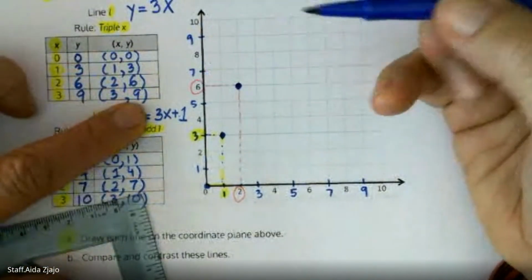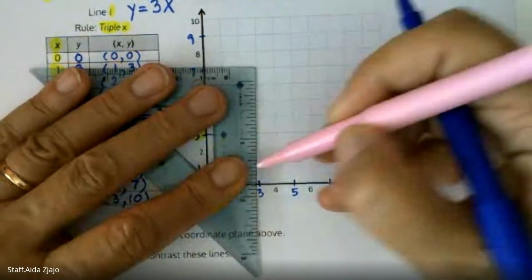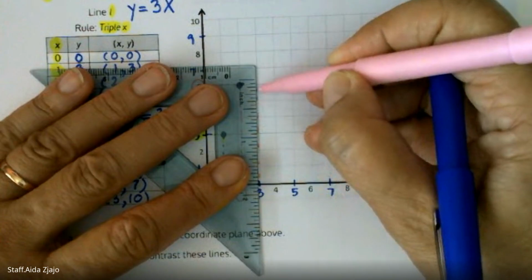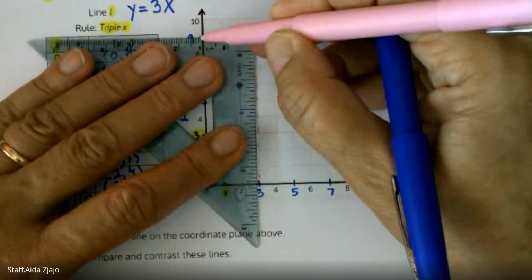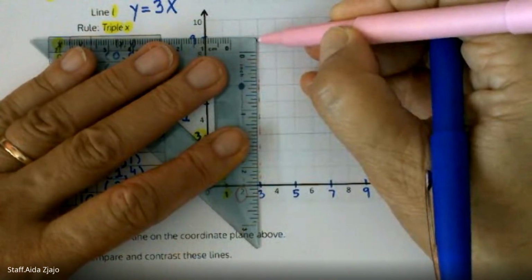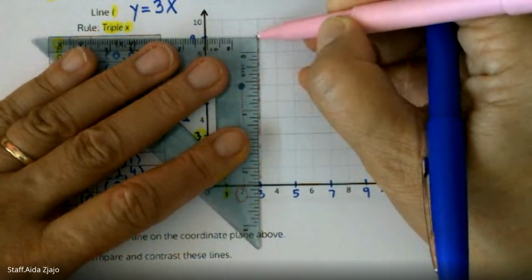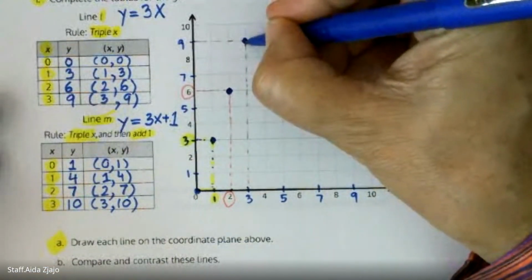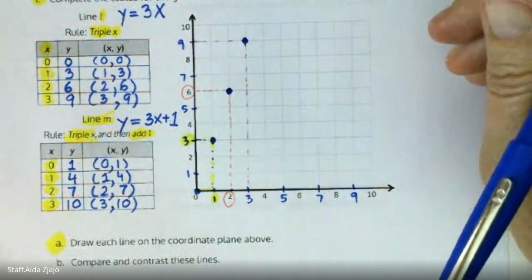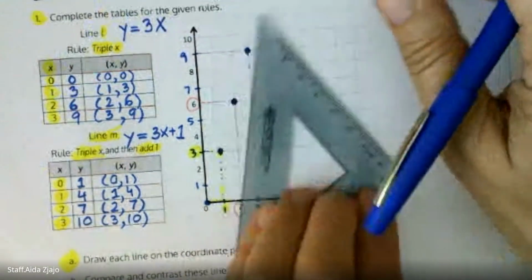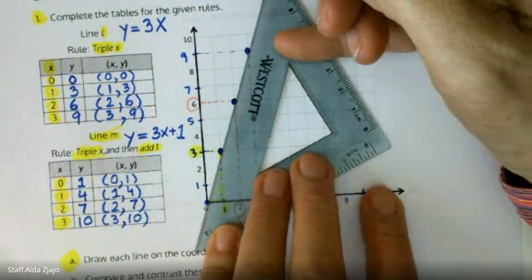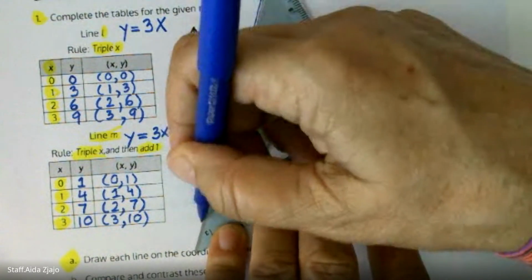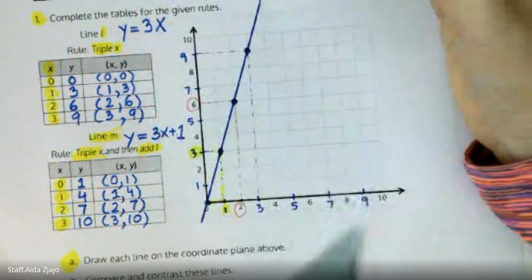Next, 3, 9. Here is the 3. If I go along the dashes all the way to 9, I can use my ruler to help me. Here is the 9, and here is the 3. This tool is really useful to help me not make mistakes. So I found each point, and this is line L. I'm going to construct the line, and the points are all on the same line, and the line goes through the origin.